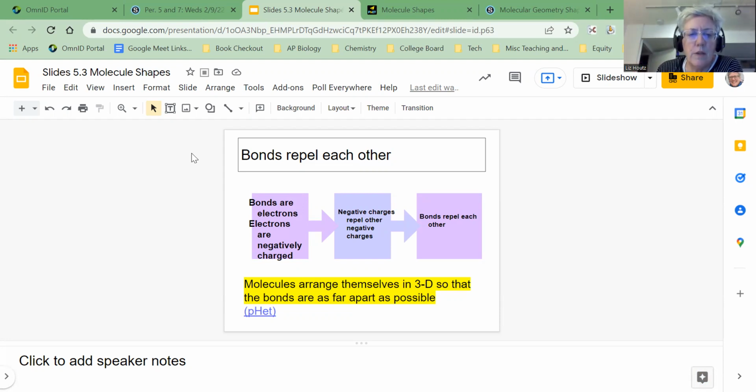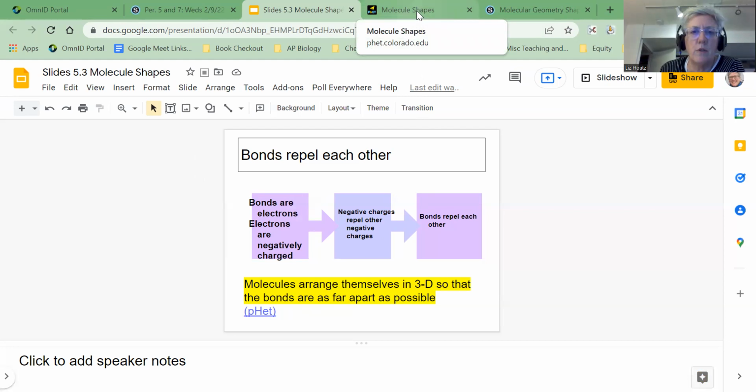Okay, so there's a few things that play into that, the first one is that bonds are going to repel each other. Bonds are made up of electrons. Electrons are negatively charged. Like things repel, opposite things attract. So the electrons in a bond want to push away from each other so that they're as far away from each other as possible. So the PhET simulation that some of you may have looked at kind of shows that.